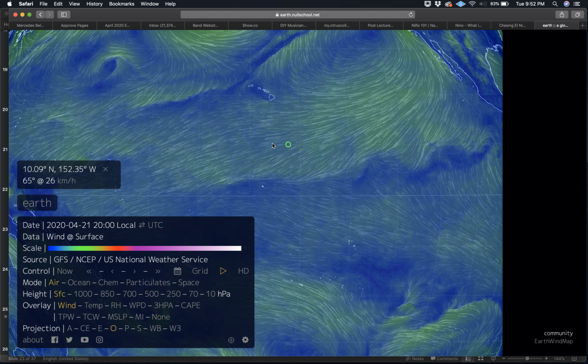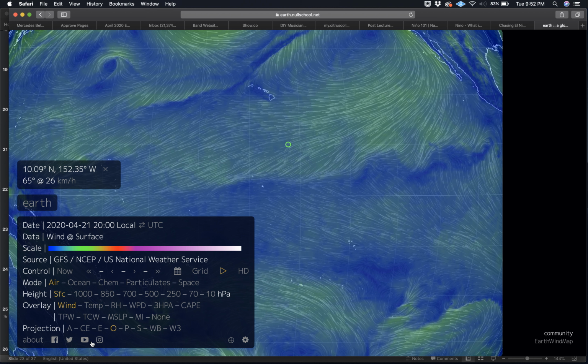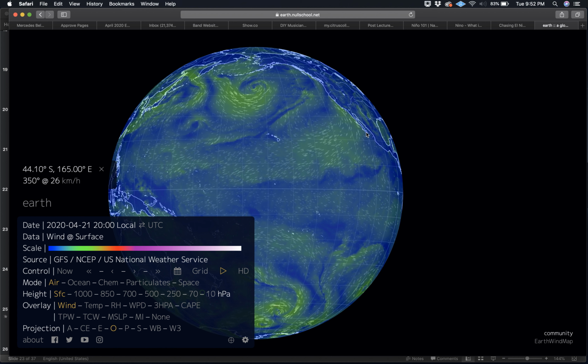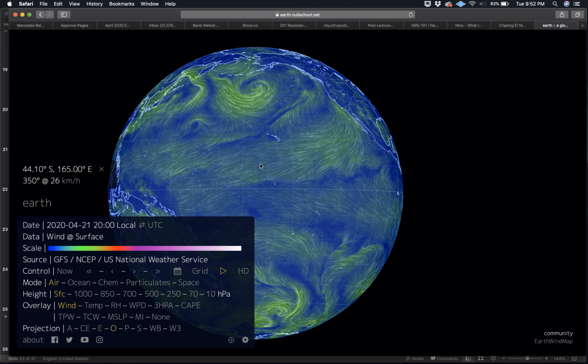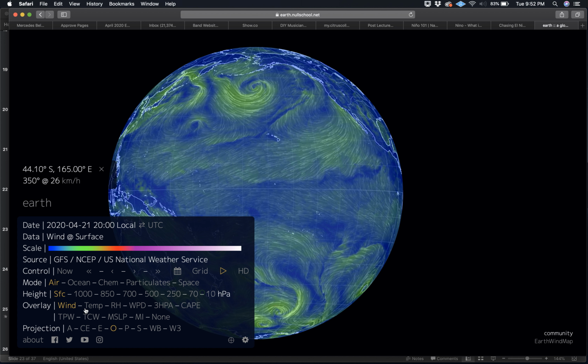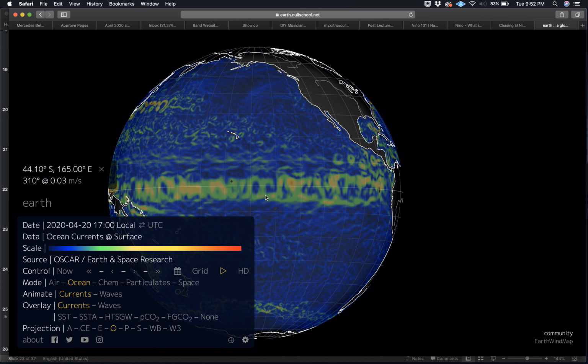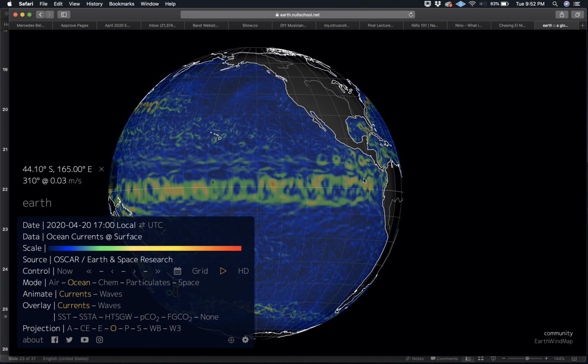And because of their speed, they push large volumes of warm surface water in the same direction. So here we can see the wind layer blowing towards the west. And also if we look at the ocean currents layer, we can see that reflected here very nicely. So we have this belt of warm surface water that congregates at the equator. So the scale indicates the temperature. So blue being cold, red being warm, yellow being in the middle.